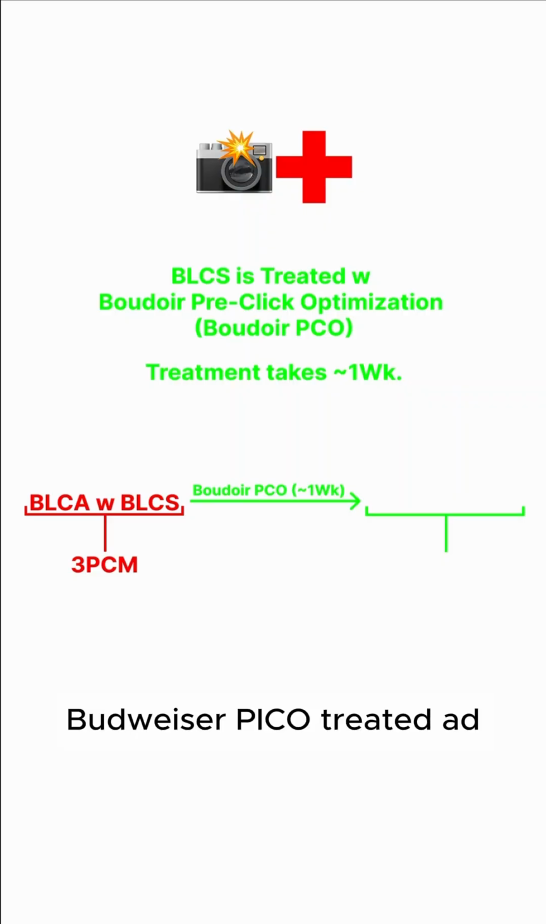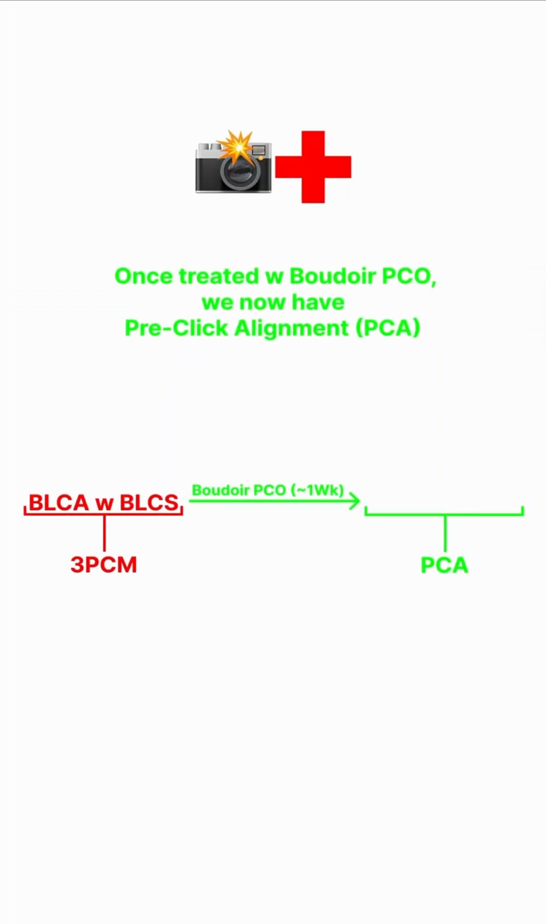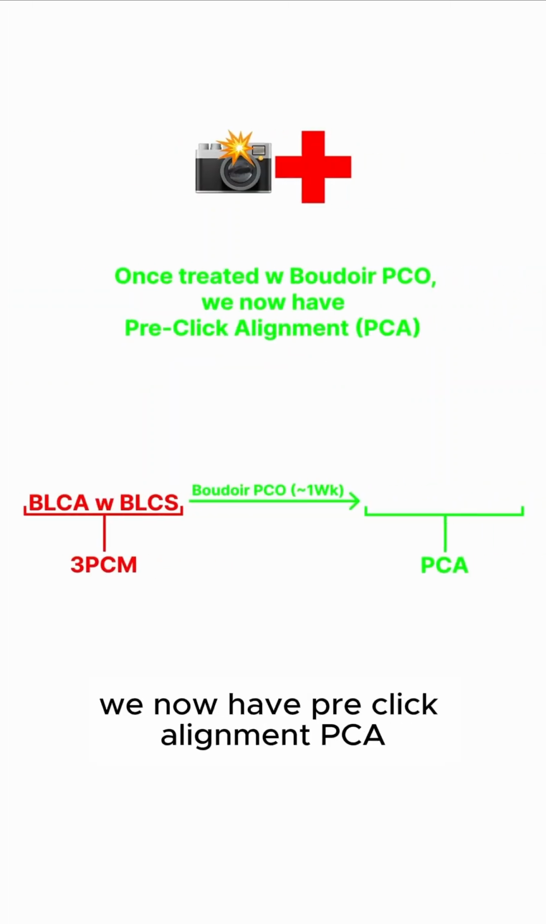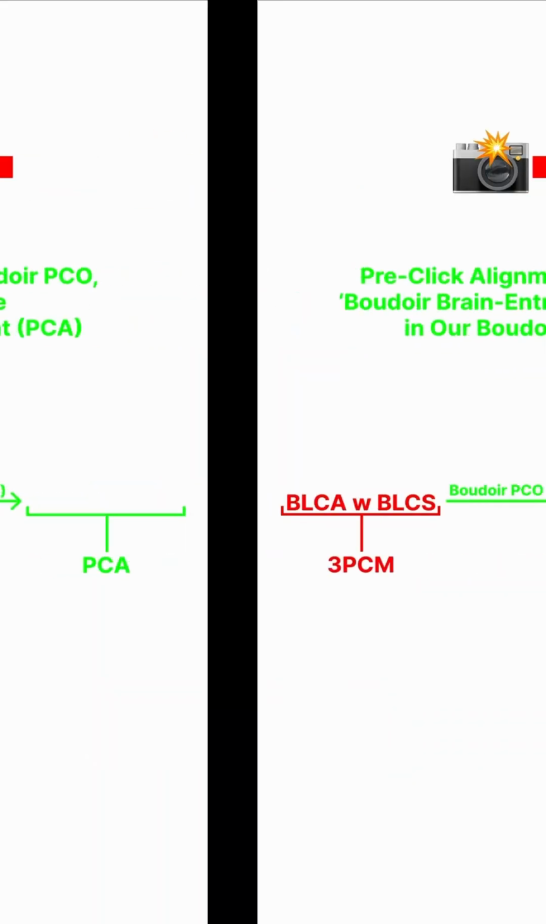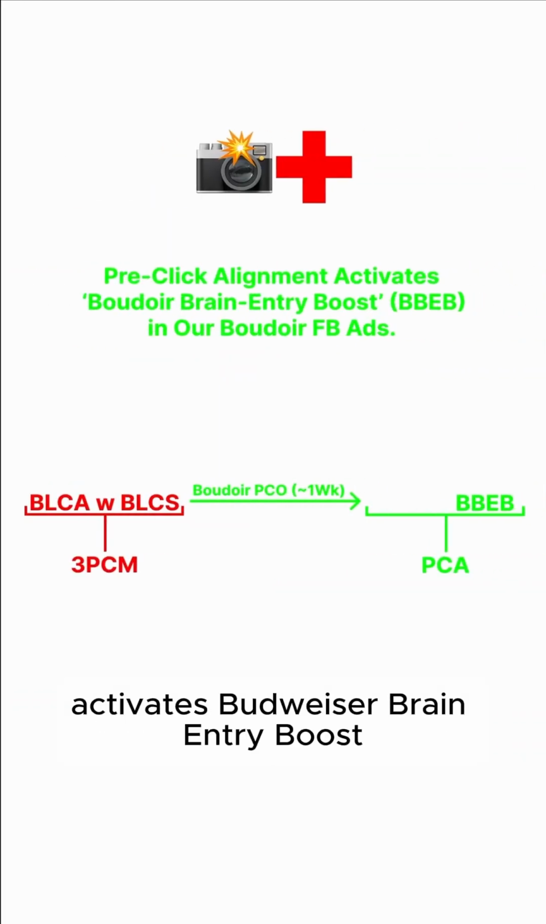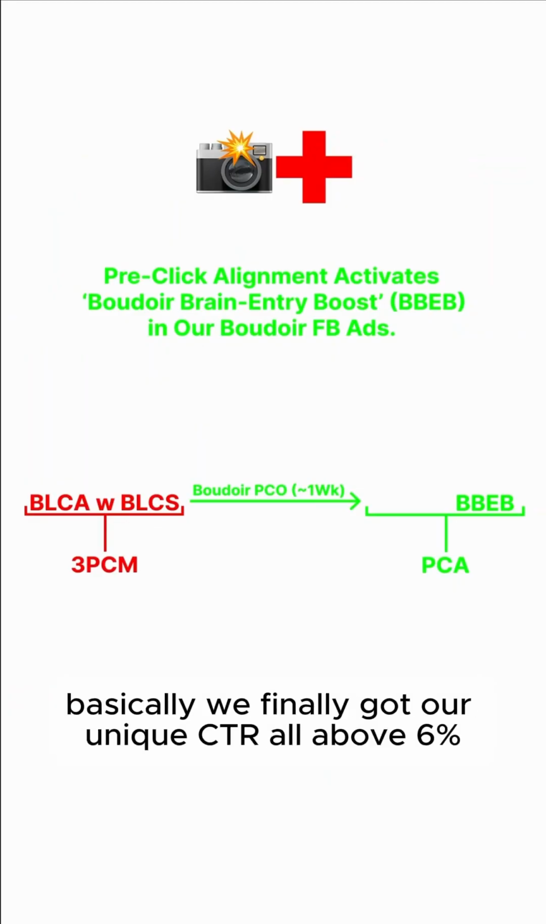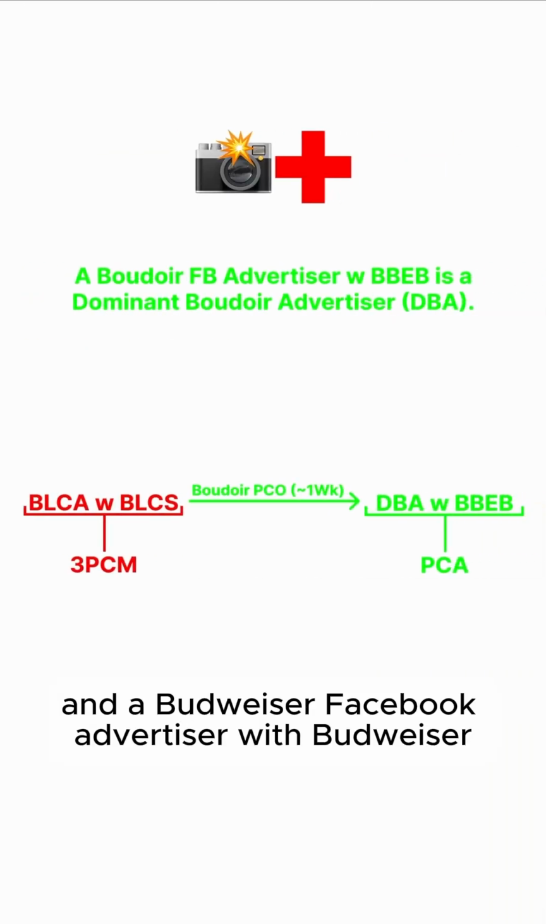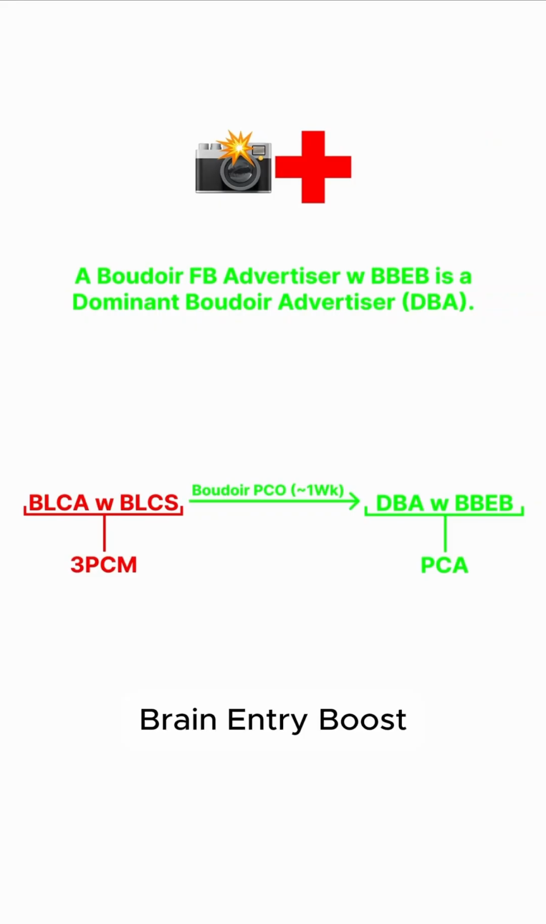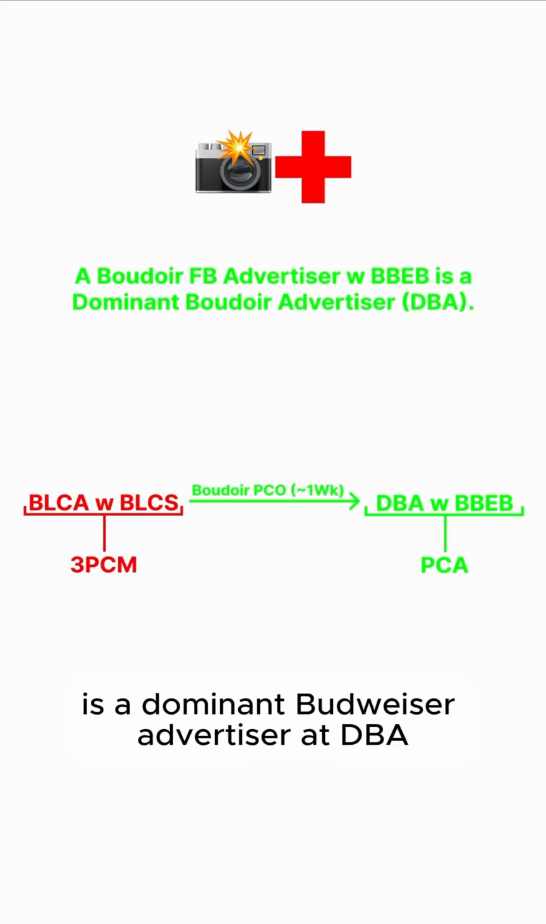And that has always been the boudoir Pico treated ad. And when treated with boudoir Pico, we now have pre-click alignment, PCA. And pre-click alignment activates boudoir brain entry boost in our boudoir Facebook ads. Basically, we finally got our unique CTR above 6%. And a boudoir Facebook advertiser with boudoir brain entry boost is a dominant boudoir advertiser, DBA.